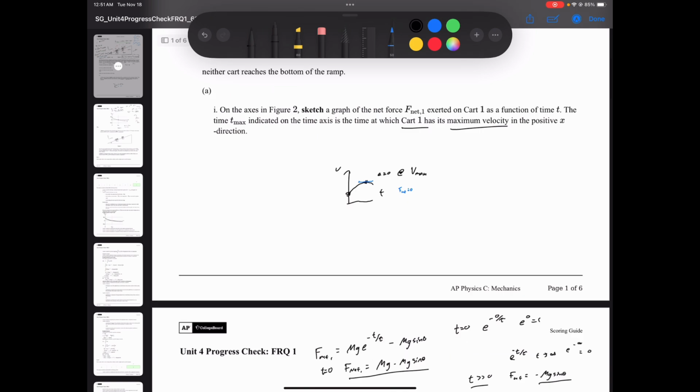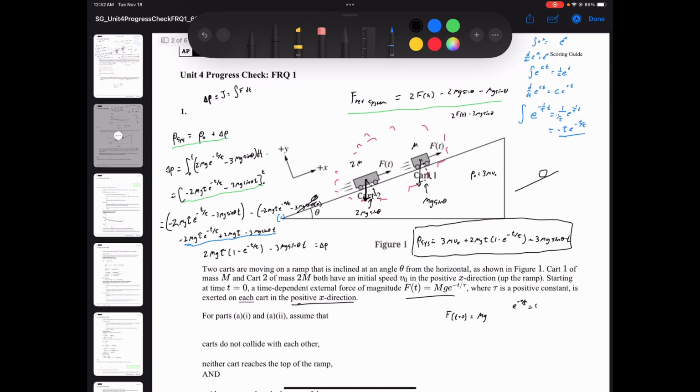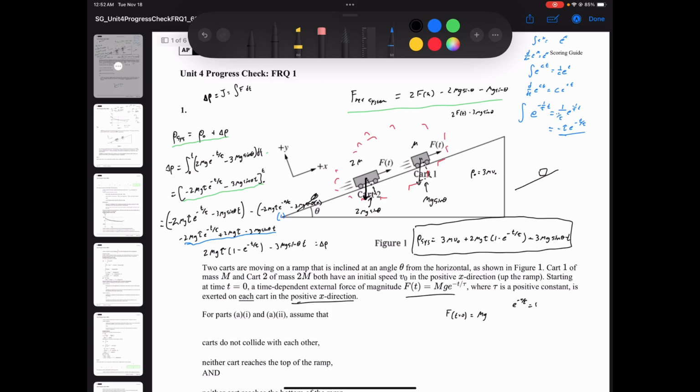It's kind of like with the graph for cart 1, right? There's going to be a positive net force at the beginning, and then that net force is going to become negative as time goes on because the applied force approaches 0. So yeah, if I set t equals 0 for this expression, I have 1 minus e to the negative t over tau. Well, e to the negative 0 is just 1. 1 minus 1 is 0.